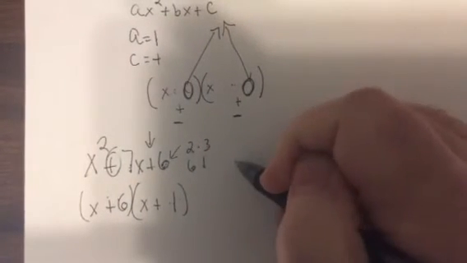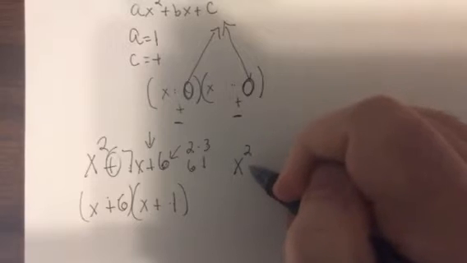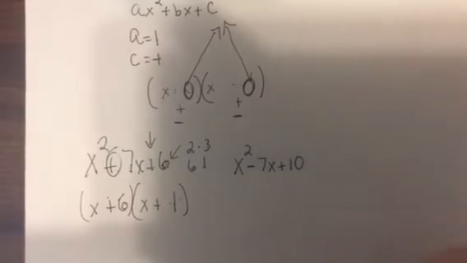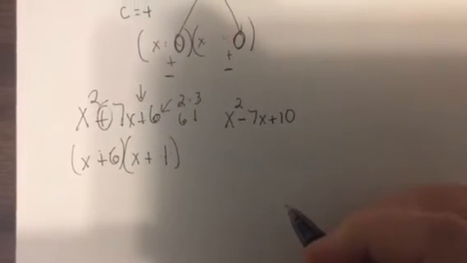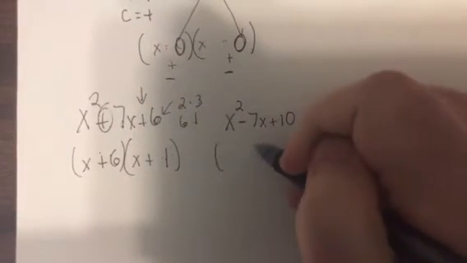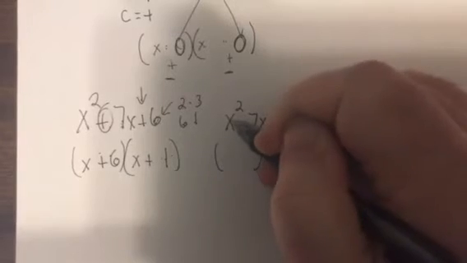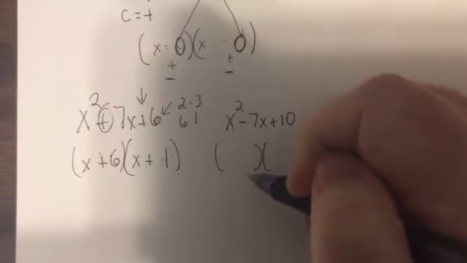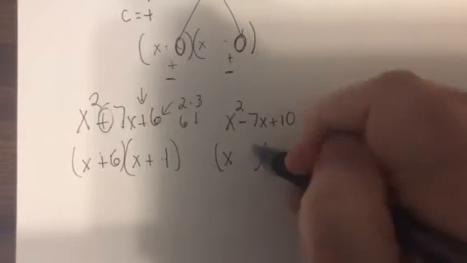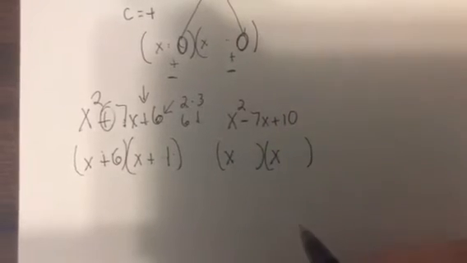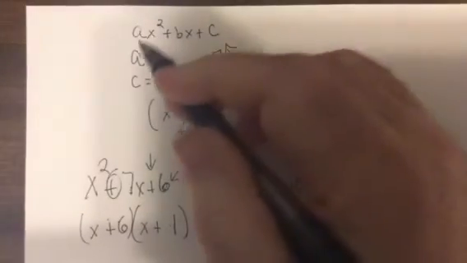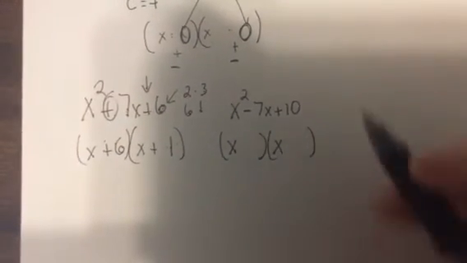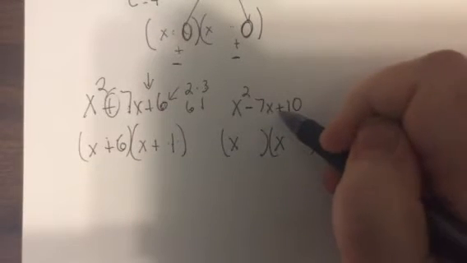Okay, let's try another one. X squared minus 7x plus 10. Okay. So again, if you have a 1x squared, that makes it so much easier, because it has to be 1x and 1x. Now, if A is not 1, if this is a different number, this problem becomes immensely harder. But for now, last term's plus.